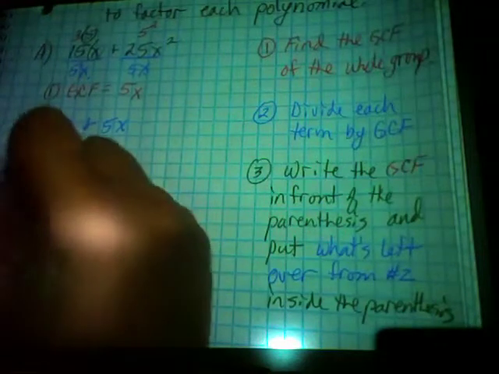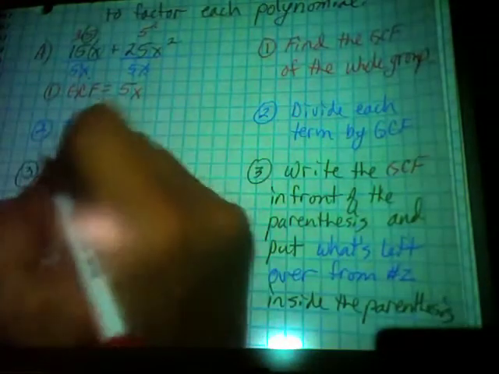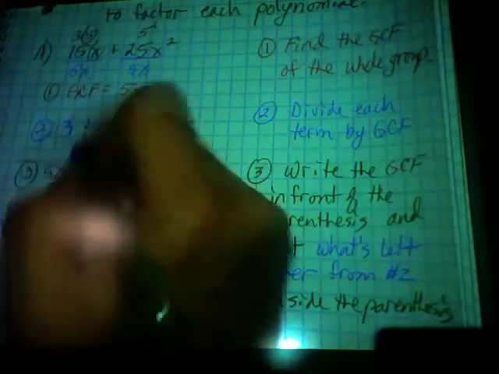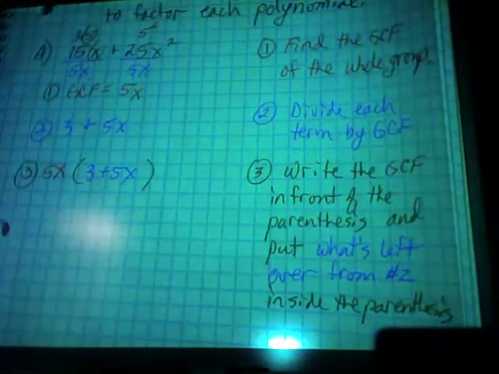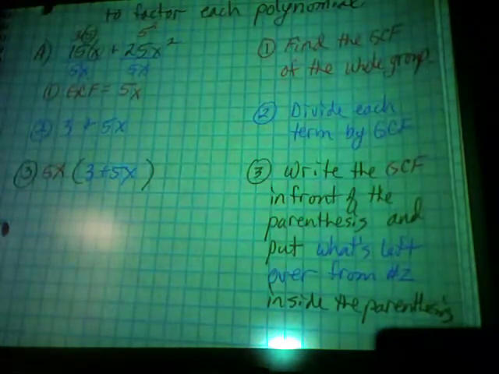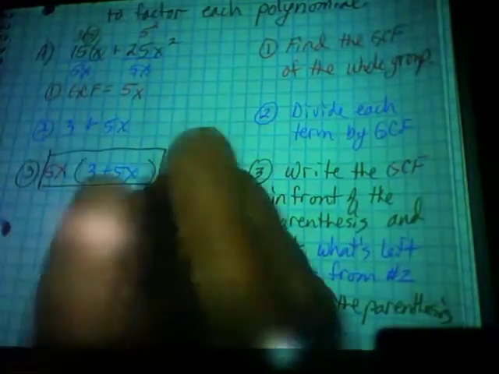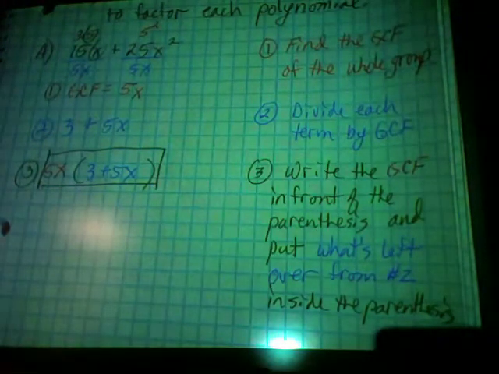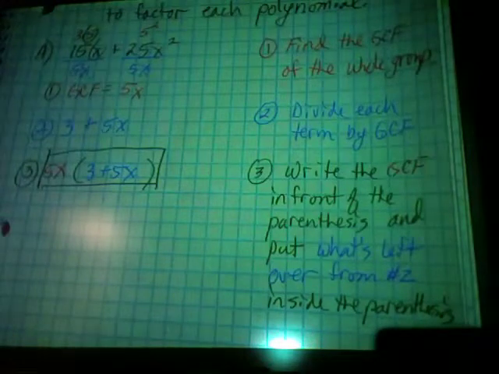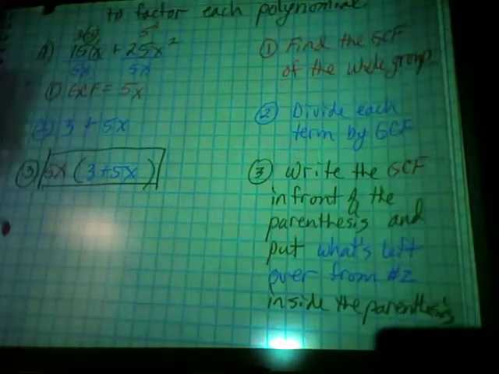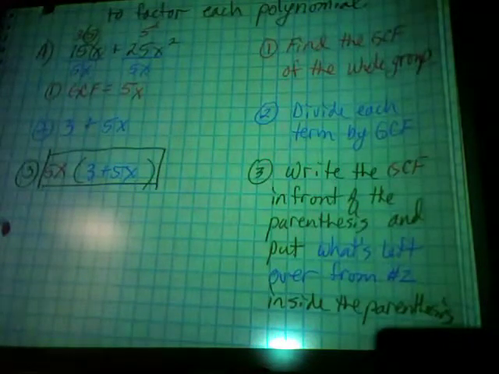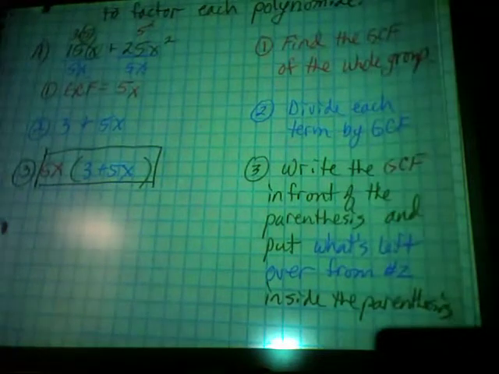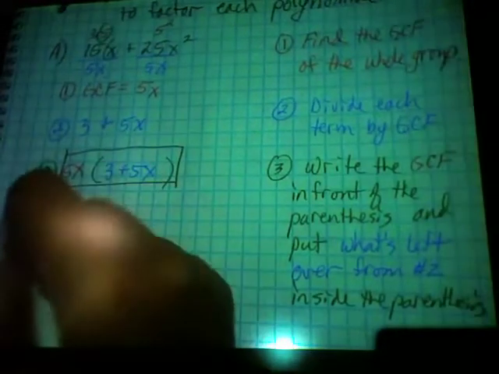So step 3, your GCF of 5x goes in front of your parentheses, and inside your parentheses is what we had when we divided. This is the answer that I'm looking for when I ask you to factor out the GCF or use the reverse distributive property. We're not necessarily going to write out all of this stuff for the next one, but that's what we're doing. So let's look at another one and see if you really truly understand it. So B. We're going to do it all over again.